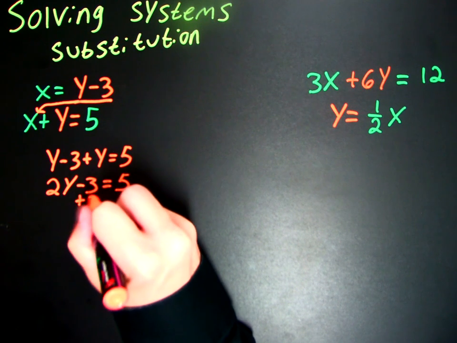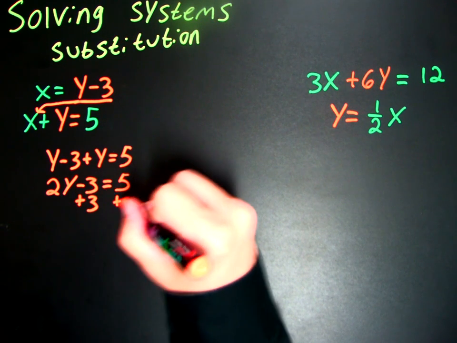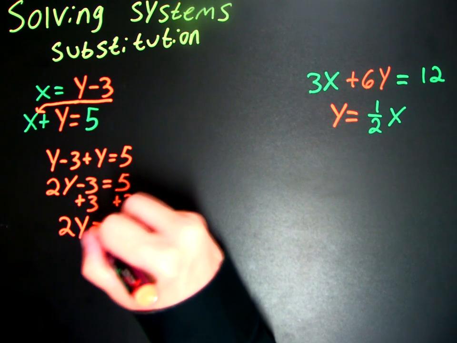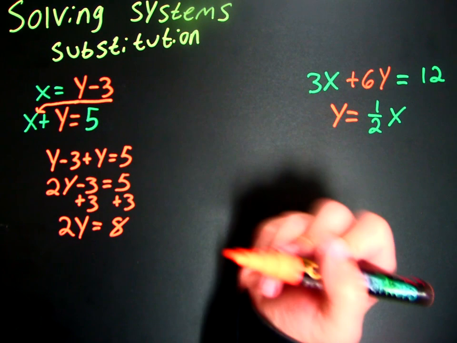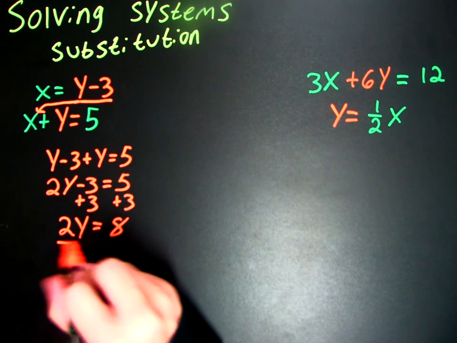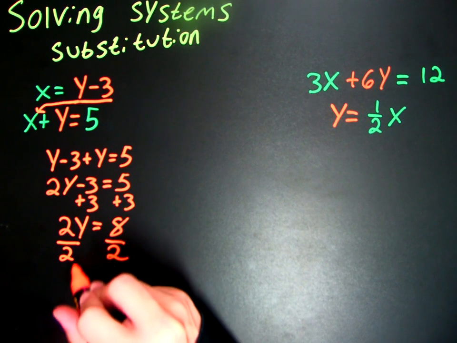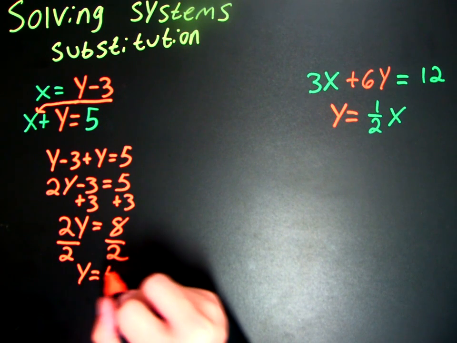Add 3 to both sides. Hopefully y'all still remember how to solve equations, no problem. 2y equals 8. Divide by 2. Y equals 4.